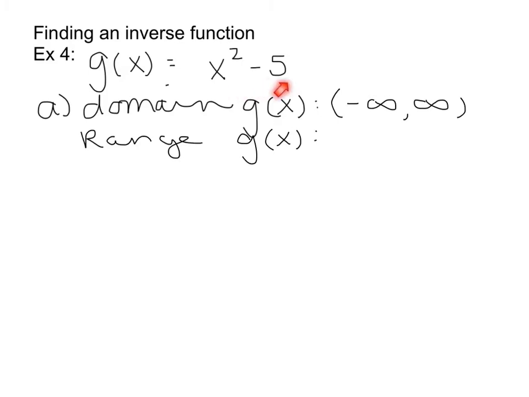Okay, the range of g of x, remember those are the y values. This minus 5 means that your parabola has been moved down to negative 5. Since a is positive 1, your parabola opens up. So your range is from negative 5 to infinity. Now we are going to find the inverse.